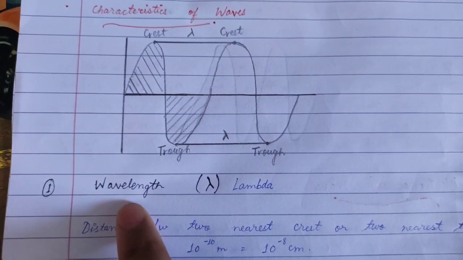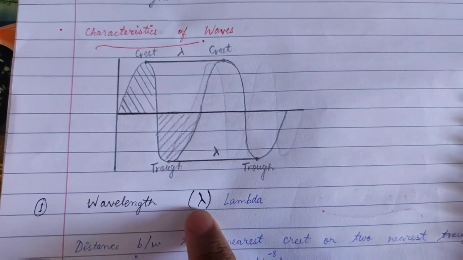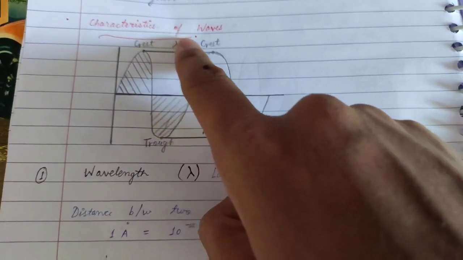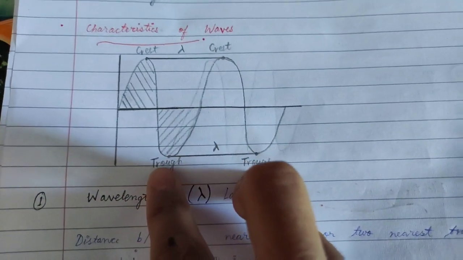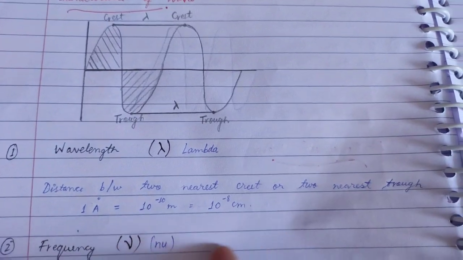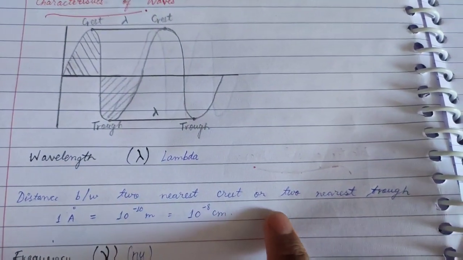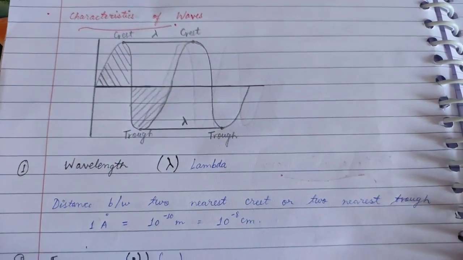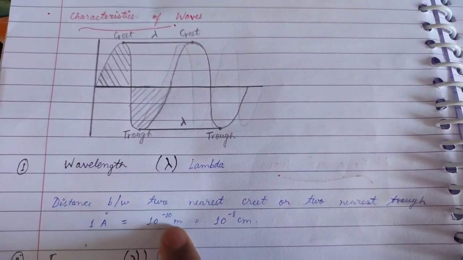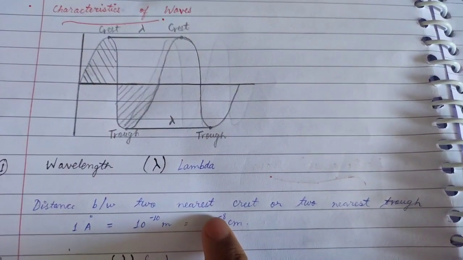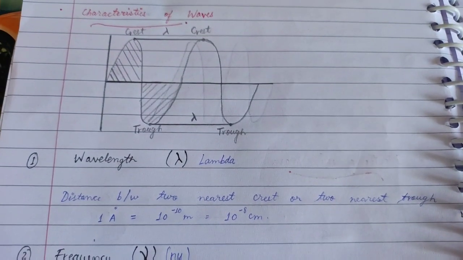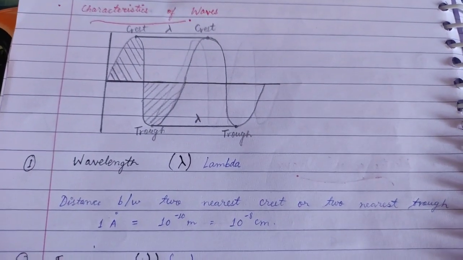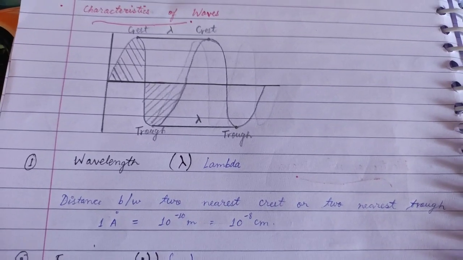The first thing is wavelength. It is represented by lambda. Wavelength is the distance between two nearest crests or two nearest troughs. And 1 angstrom is equal to 10^-10 meter or 10^-8 centimeter. I have written this because we are going to use angstrom in many applications and for solving numericals.